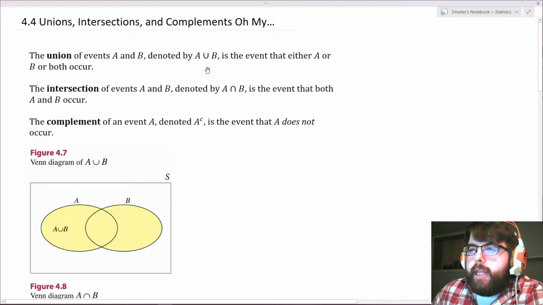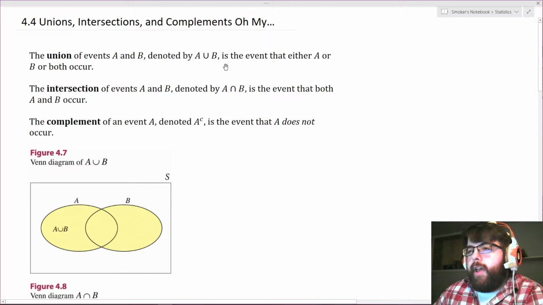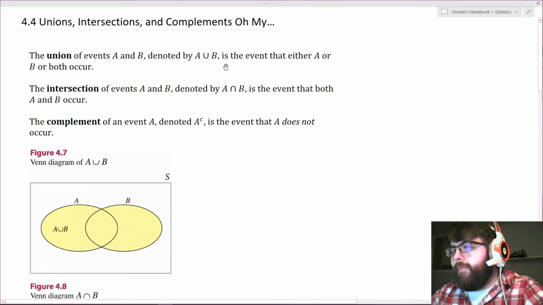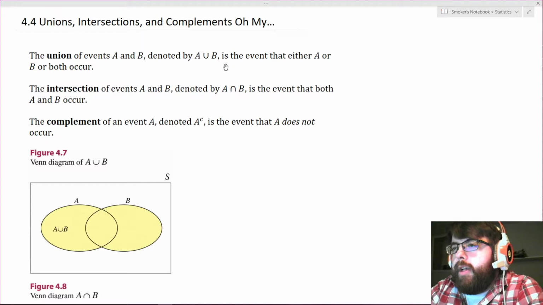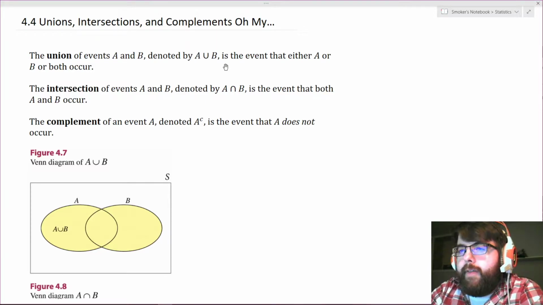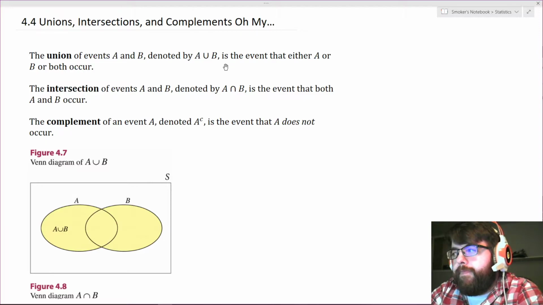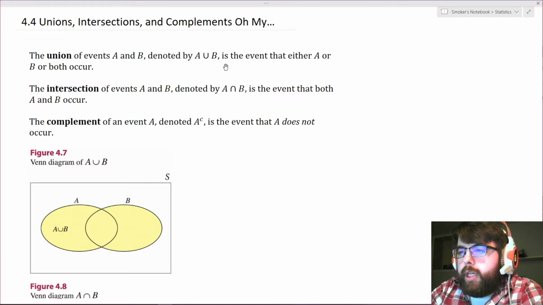Another thing with a union is either A or B occurs, or both, but either A or B occurs as the union. So all of A and all of B together is the union. The intersection, on the other hand, is the event that A and B both occur. So that would be the overlap.